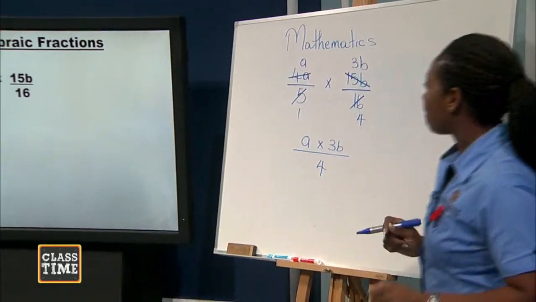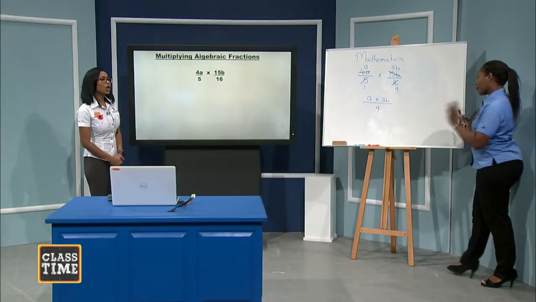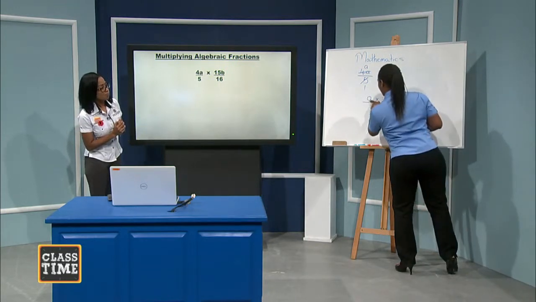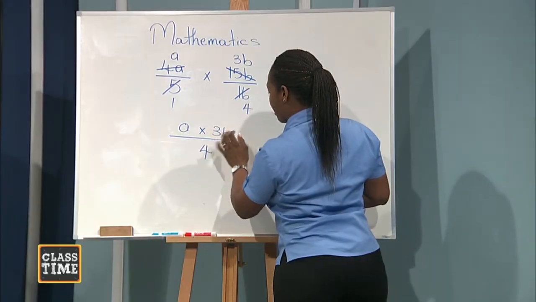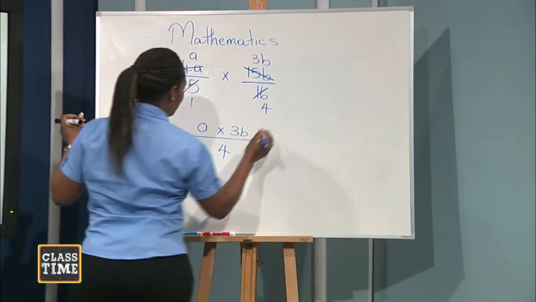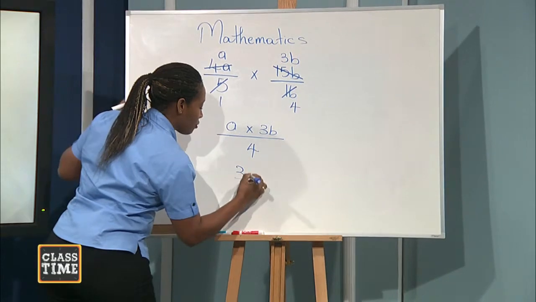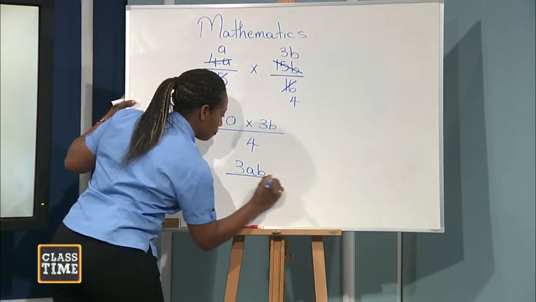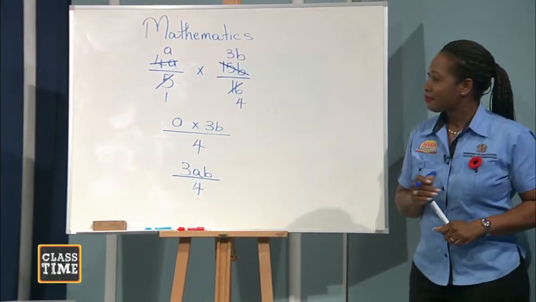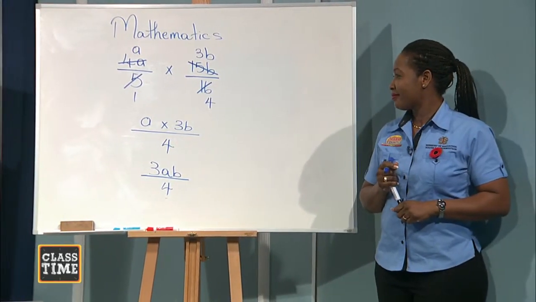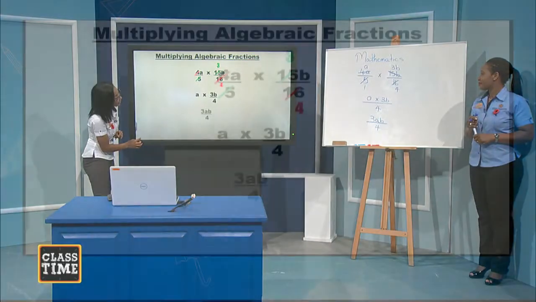What do you think? You sure that's in its simplest form? Well, let's see. That a is the first term multiplied by 3b. Oh, you know what? I can multiply that out. So 3ab all divided by 4. That's it. Yes, that's it. Good job. And that's exactly what I got.